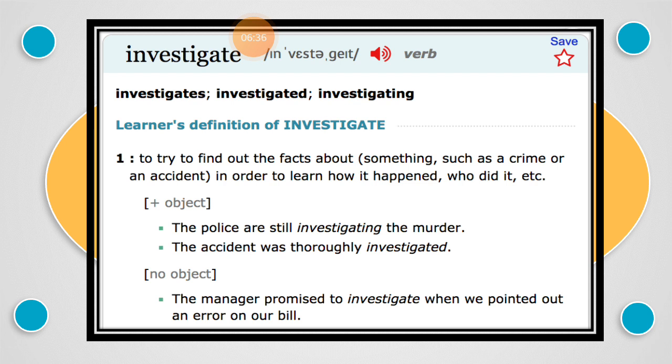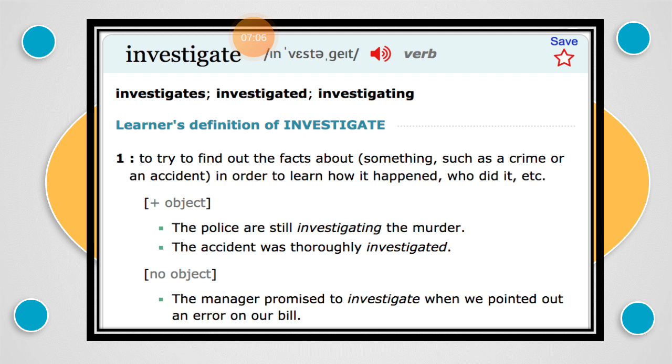Here is another word, investigate, for you. Three forms are here. So what do you mean by the word investigate? To try to find out the facts about something, such as a crime or an accident, in order to learn how it happened, who did it. So the police are still investigating the murder. So police are investigating what? They are investigating the murder. So this is the transitive verb.